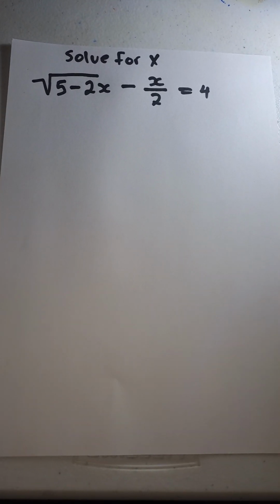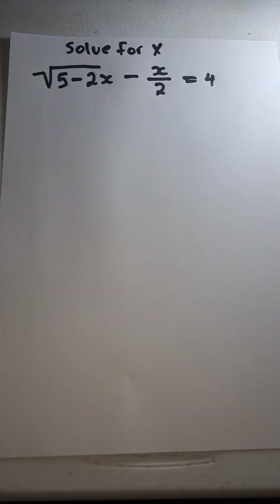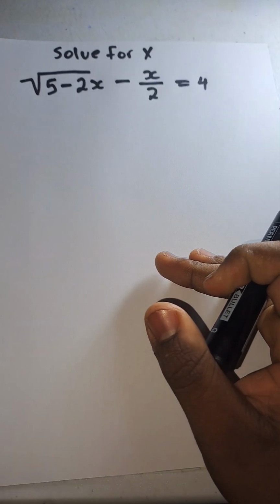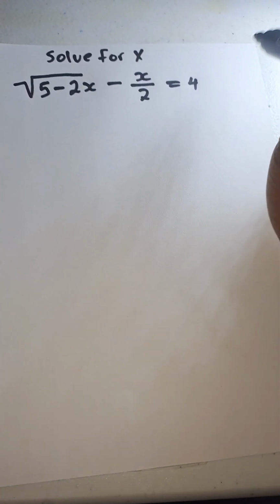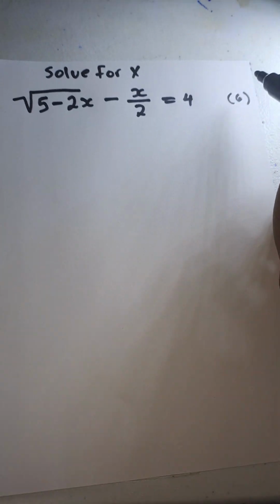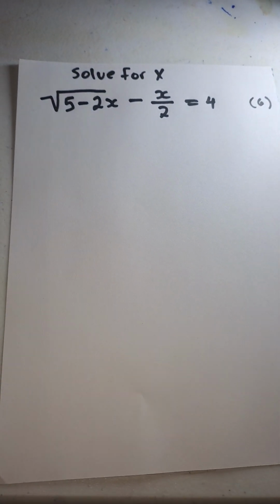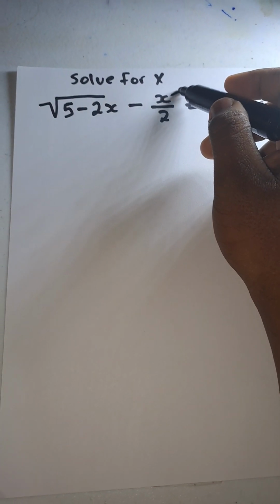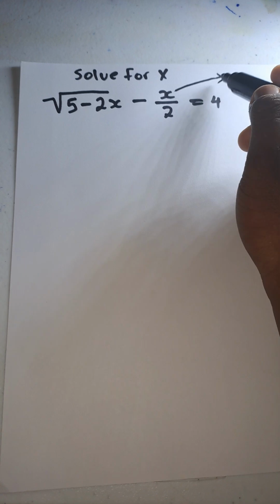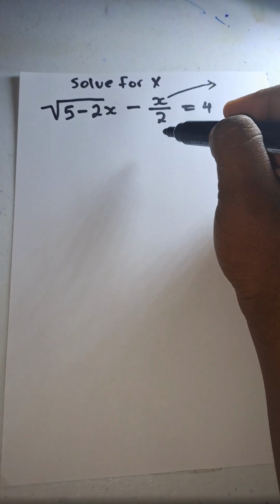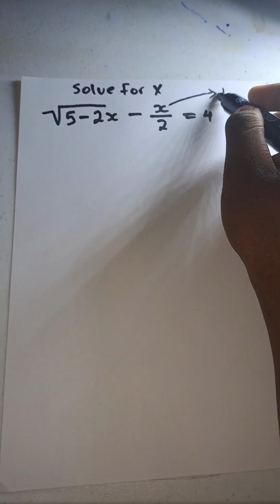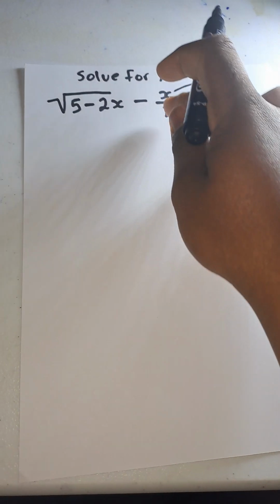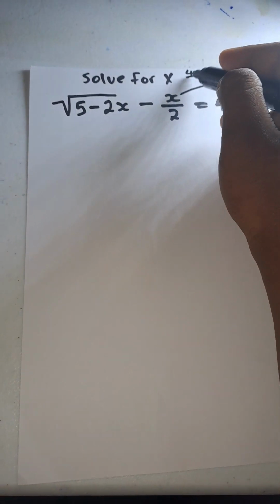So today I want us to just look at one example, a tricky question. Solve for x, and the question can be worth 6 marks, right? The first thing I want you to remember is that I have a fraction, x over 2. Don't worry, this x over 2 can be written as 1 over 2 x. So it is half of x.